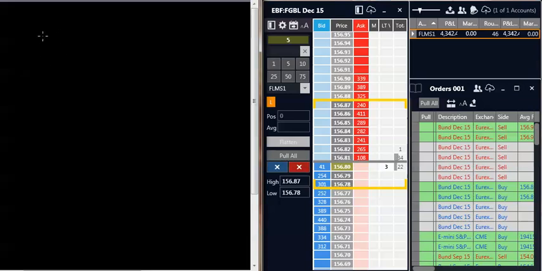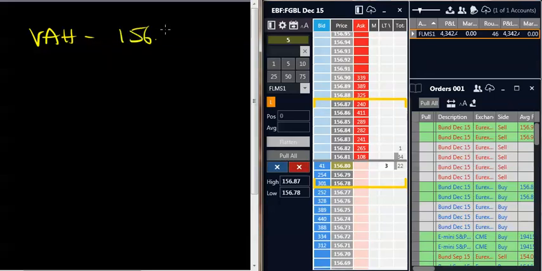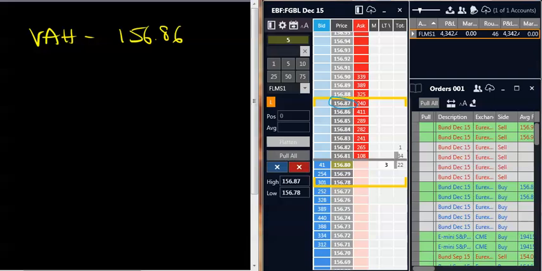what we're going to be seeing is the open of the cash around 156.80s, as you can see in here. The value area high of the previous day is at 156.86. You can see we've already managed to stop at 156.87, which is a lot thicker than I wanted. We're going to see how the price action reacts just off the open.